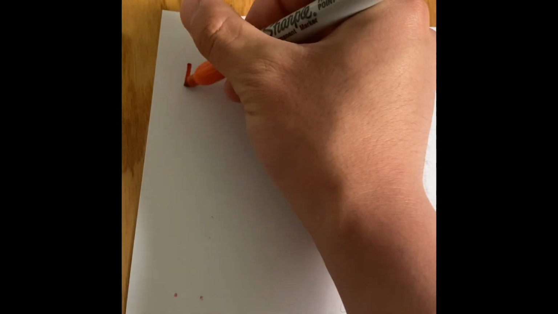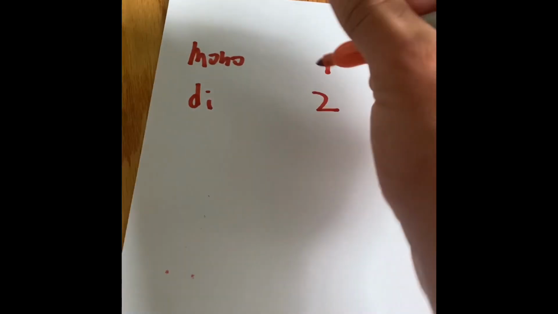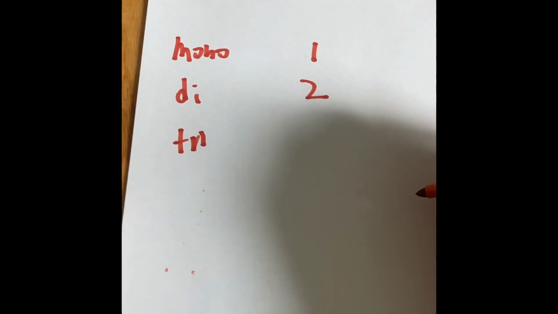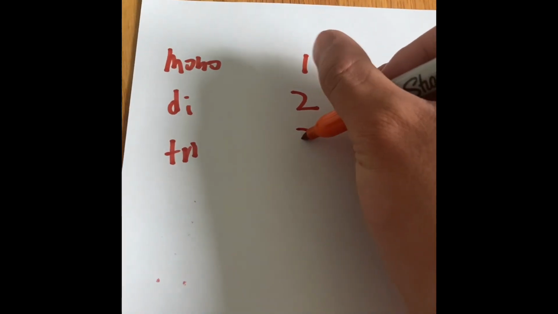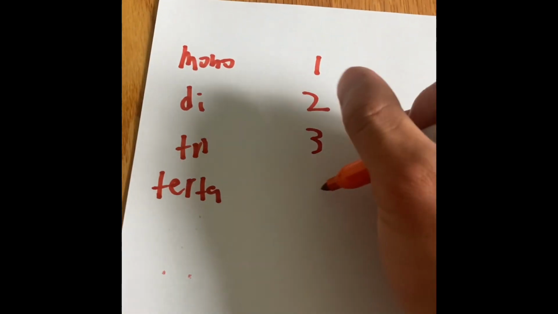For example, mono equals 1. Di equals 2. Tri, like a triplane or a triple-decker bus, is 3. Tetra is probably my favorite, and it's 4.